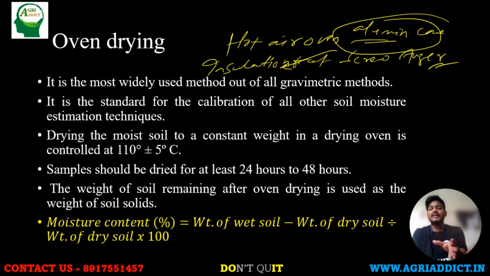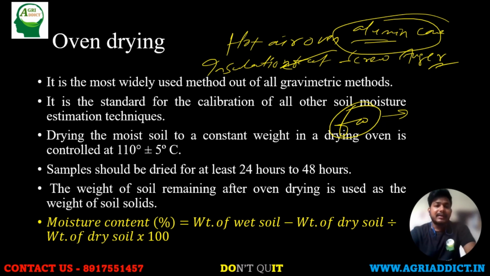From the desired depth we will collect the soil sample, put it in the aluminum can, and close the lid of the aluminum box. Understood? Don't go with any polythene cover or anything. You should go with the aluminum can only, to correctly bring the soil sample to the lab. After bringing the soil sample, please take the fresh weight of the soil sample.